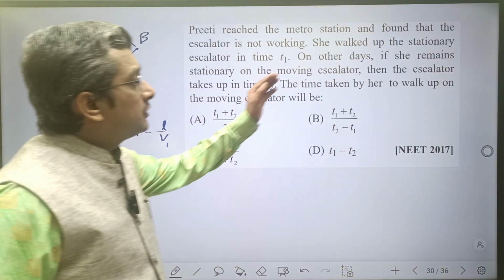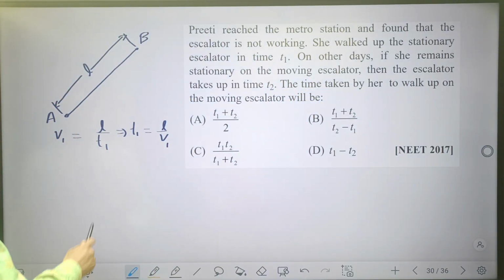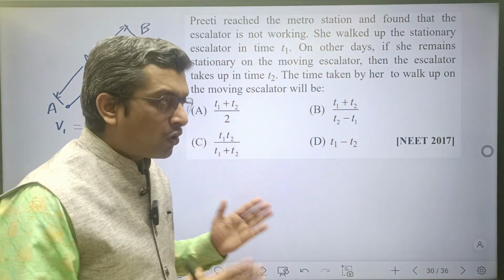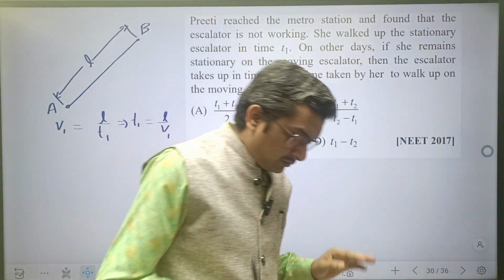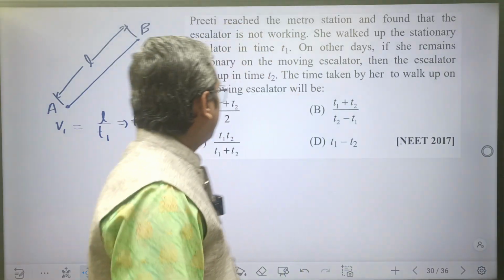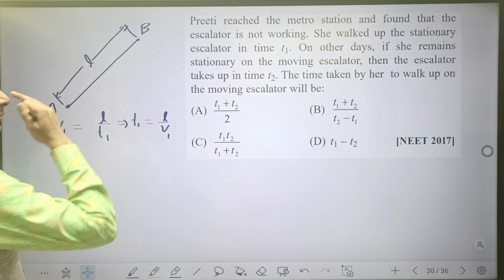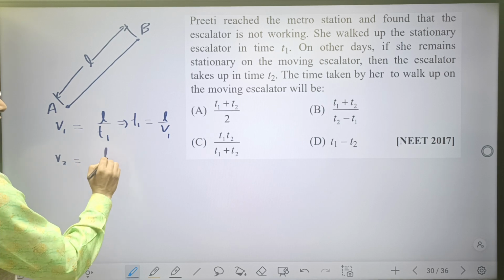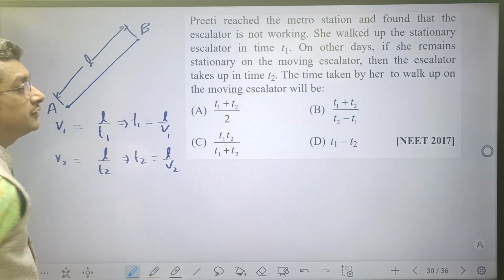On other days, if she remains stationary on the moving escalator, then the escalator takes her up in time t. Now what happens? In the first case, the escalator is not working, so she walks up the stairs. On the second day, she just stands on the escalator and the escalator takes her up, isn't it? The time taken by the escalator to take Preeti from point A to point B is t2. So the speed of the escalator must be distance by t2. So here t2 is given by L by v2, isn't it?